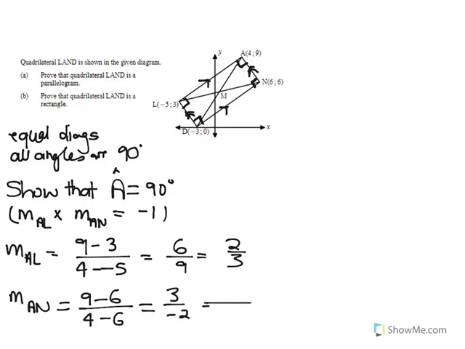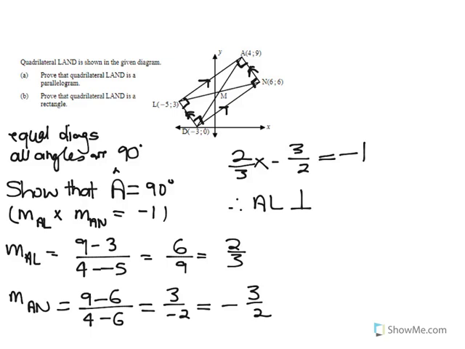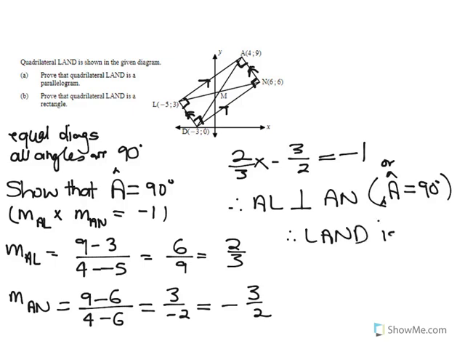right? Okay, something strange has happened. Right, so that would be equal to -3 over 2. And so 2 over 3 times -3 over 2 is indeed equal to -1. Therefore, we now know that AL is perpendicular to AN, right? Or in other words, angle A is equal to 90 degrees, right? And therefore, LAND is a rectangle.